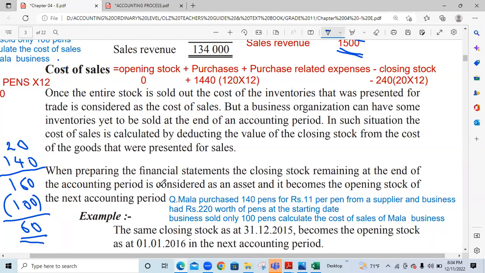Wait. I'll explain again. Listen carefully. At the starting date, what is the worth of opening stock? There are 220 worth of pens. Each pen is 11 rupees, no? So 220 divided by 11. What is the answer? One pen is 11 rupees, so how many pens are there?